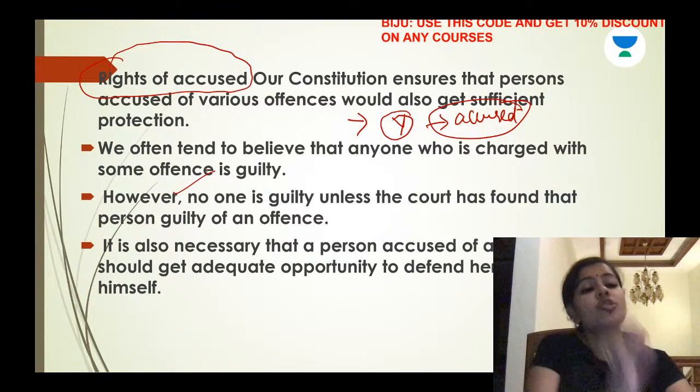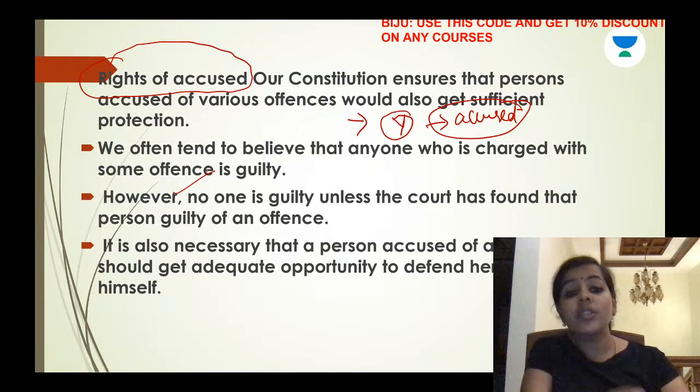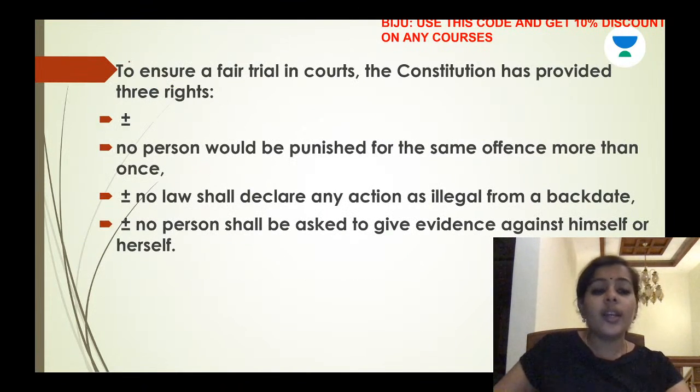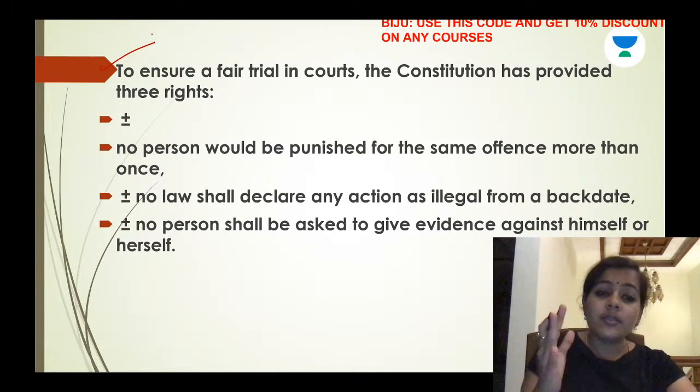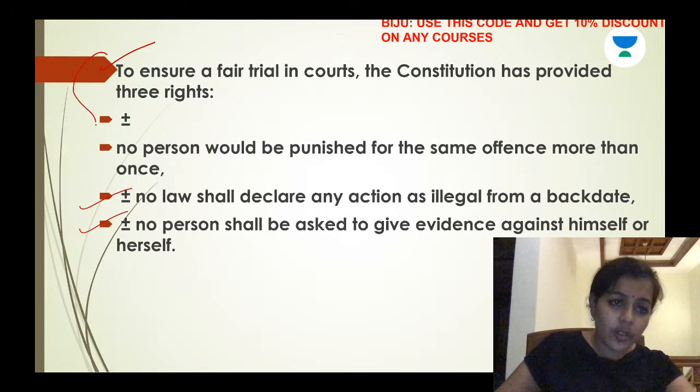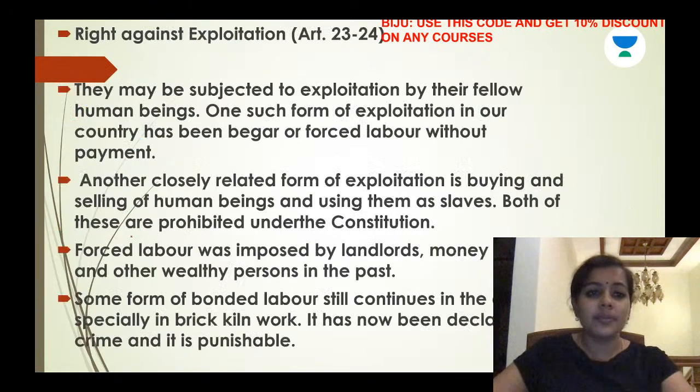So the constitution also ensures that once a person is accused of any crime, he or she should get adequate opportunity to defend himself or herself. What are the things which are being provided? Free and fair trial in the court. No person should be punished for the same crime more than once. No person shall be declared guilty for any action made illegal from a back date. No person shall be asked to give evidence against himself or herself. So these are the rights of accused. We already discussed it. Once more, I am repeating it.